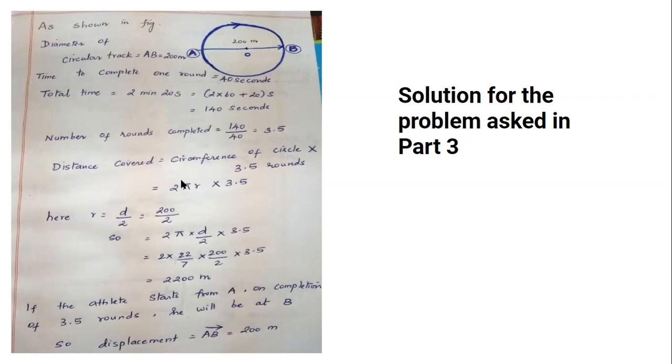So the distance covered is the circumference of the circle into 3.5 rounds. What is the formula for the circumference of a circle?